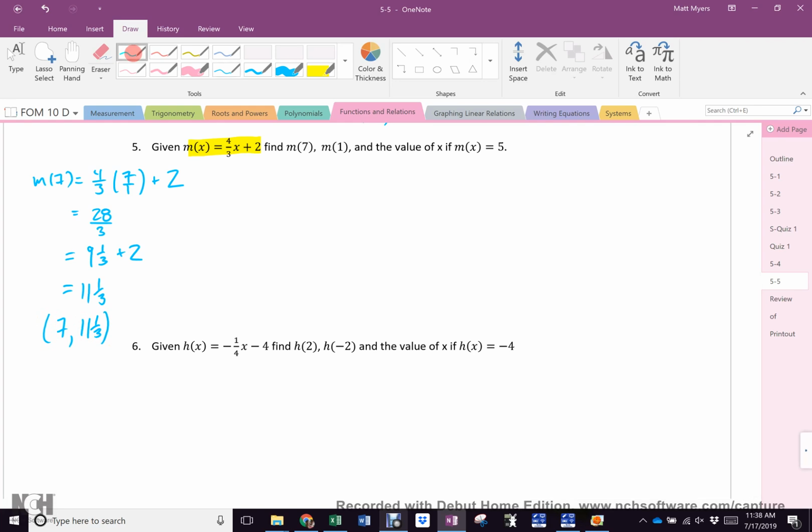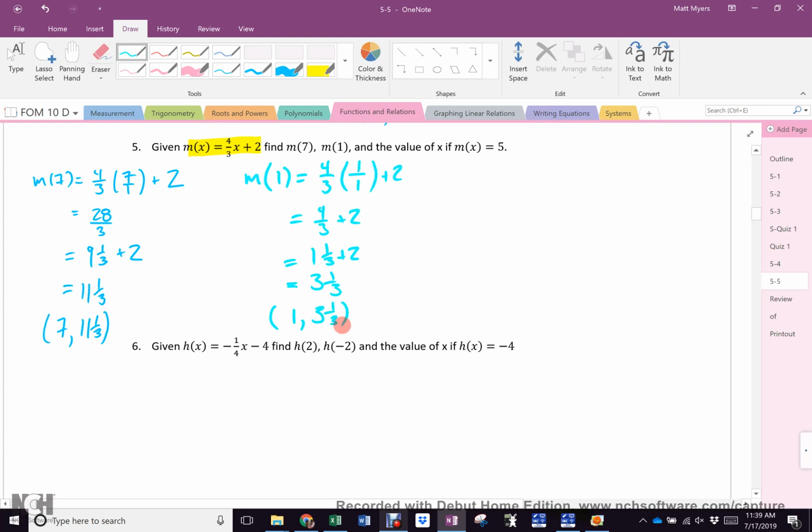What is the next one I'm going to do? I am not going to write the m of x. What am I going to write? The m of 1. And that is going to equal what? 4/3 times what? 1 over 1 plus 2. What is 4/3 times 1? 4/3 plus 2, which is 1 1/3 plus 2, which is 3 1/3. What is the point that would go on the graph? 1 and 3 1/3. Right?